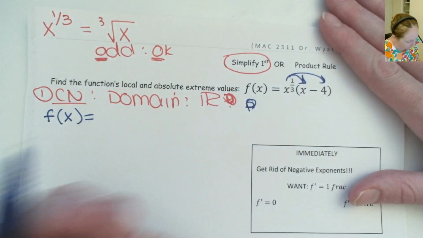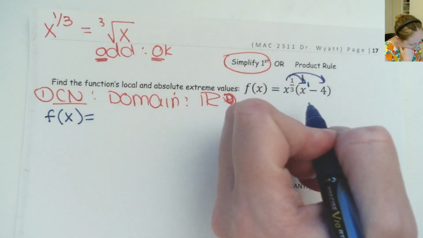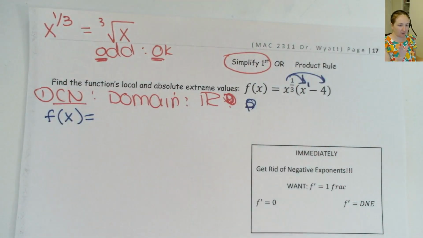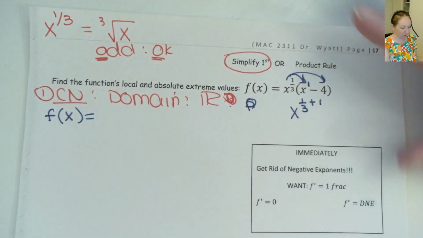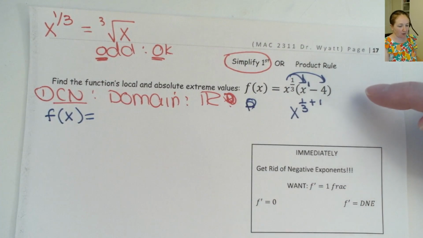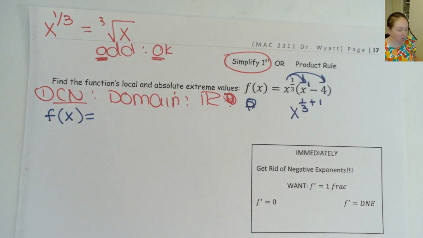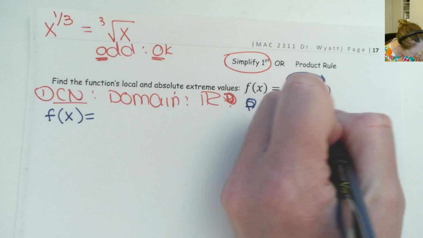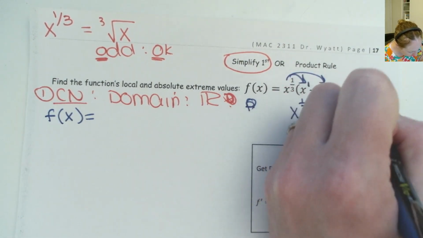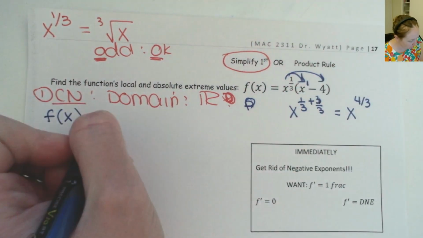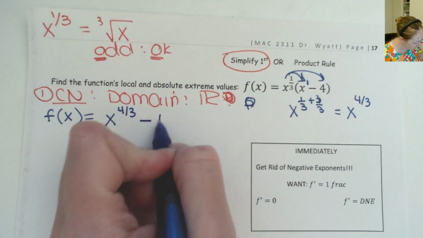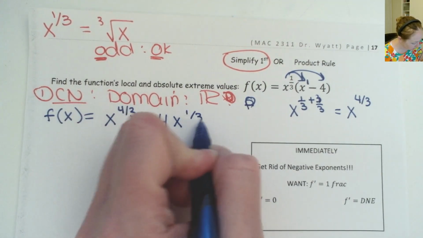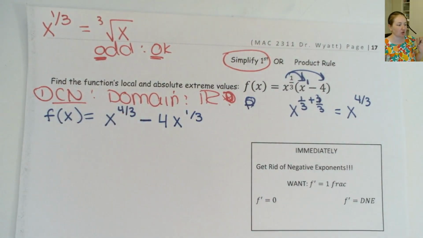So if I simplify, and I can write it over here, the function is going to be distributing this x to the 1/3. So I have x to the first. Now, again, don't overthink this. You're just going to add the exponents. The 1/3 plus 1, so the plus 1 is going to change into a 3/3. So that's going to give us x to the 4/3. Okay, so we'll have x to the 4/3 and then minus 4x to the 1/3. So that is just distributing. I'm just removing my parentheses.